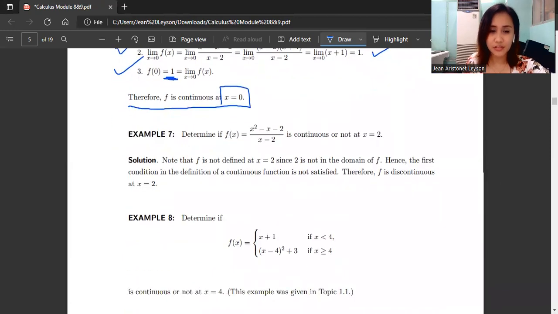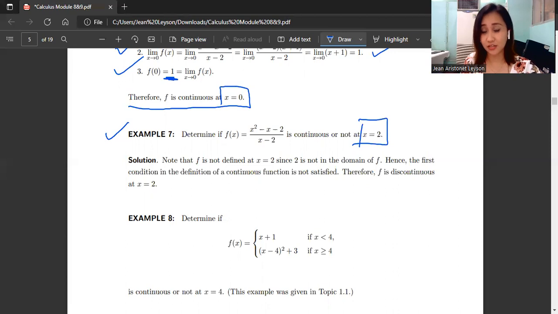So example number 7. Determine if the function is continuous or not at x is equal to 2. So solution. Note that the function is not defined at x is equal to 2, since 2 is not in the domain of the function. Hence, the first condition in the definition of a continuous function is not satisfied. Therefore, f is discontinuous at x is equal to 2.